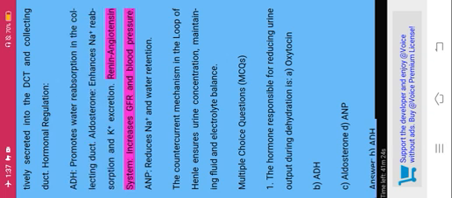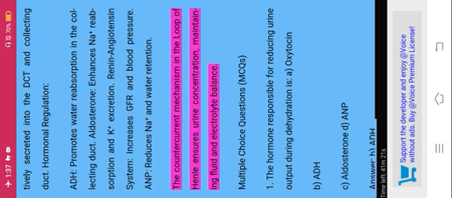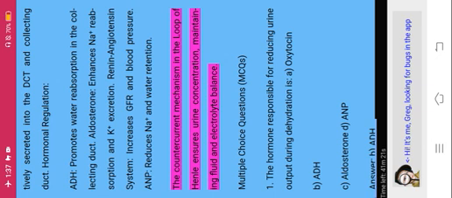Renin-angiotensin system increases GFR and blood pressure. ANP reduces Na and water retention. The countercurrent mechanism in the loop of Henle ensures urine concentration, maintaining fluid and electrolyte balance.